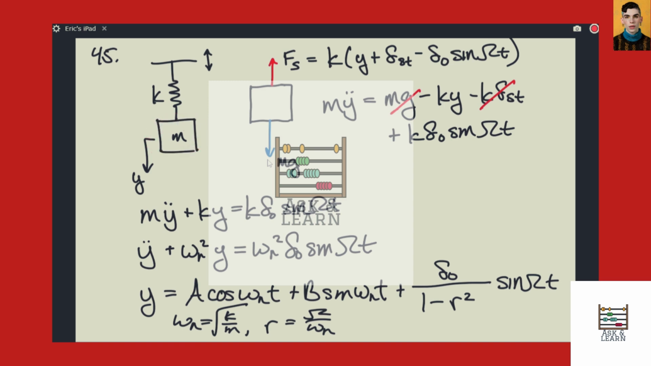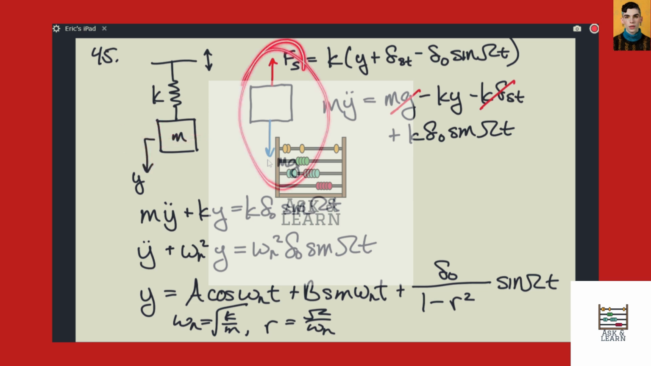So what we can think about is that the unstretched length of the middle of the block was here when the spring was unstretched, and then we have some static deflection there, and then we're going to measure our motion from that point here.